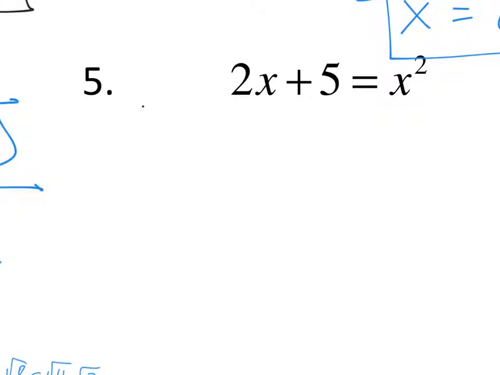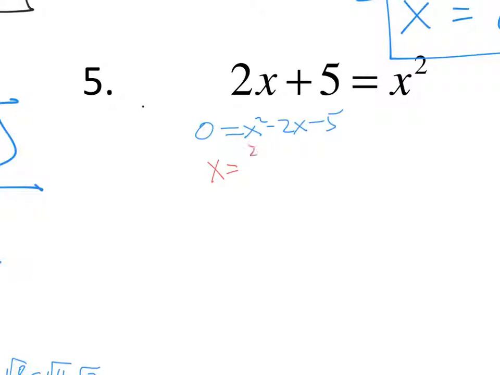Quadratic equation here, we want to set it equal to 0. So let's subtract the 2x and the 5, and we got x squared minus 2x minus 5. Are there two numbers that add to -2 and multiply to -5? No, there is not. So we need to use the quadratic formula.